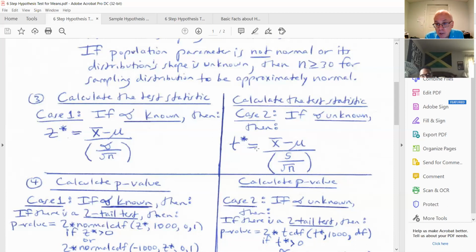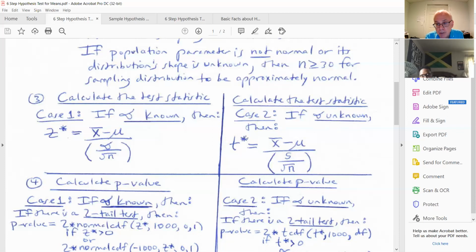All right, and if you have data and you're asked to find this, you just put the data into a list, and it'll give you both the sample mean and sample standard deviation. We'll go through an example just like that. But you calculate a t. It's a t, not a z. So if sigma is unknown, you're calculating a t.